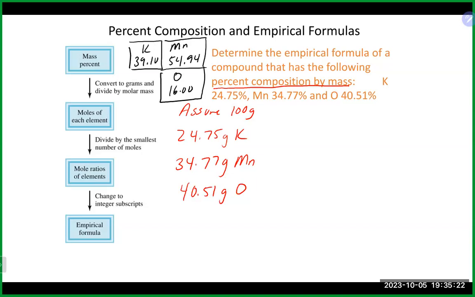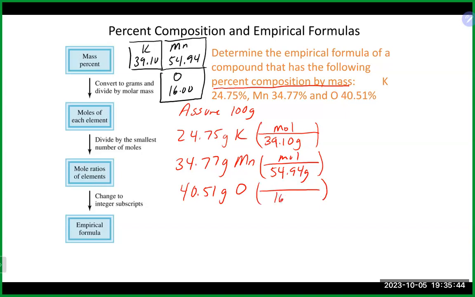We'll use the molar mass from the periodic table to do so. For our potassium, that's going to be 39.10 on the bottom so that the grams cancel and we end up with moles. For our Mn, we'll do the same type of calculation, 54.94 grams on the bottom, mole on top. And for our oxygen, it would be 16 grams per mole. Again, all this comes from the periodic table, which is the molar mass of each of these.